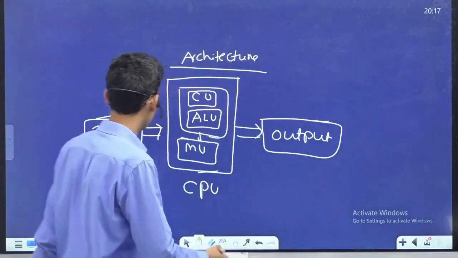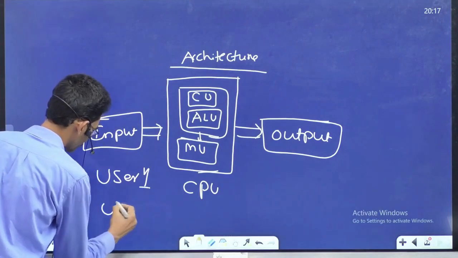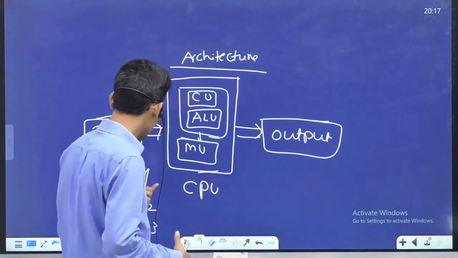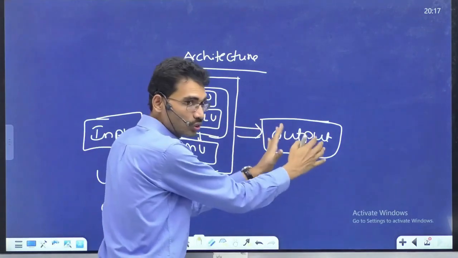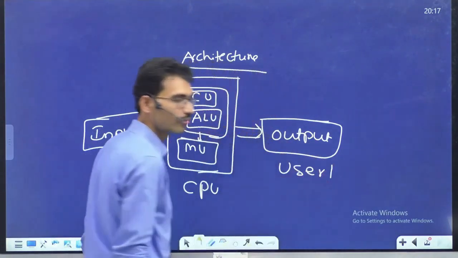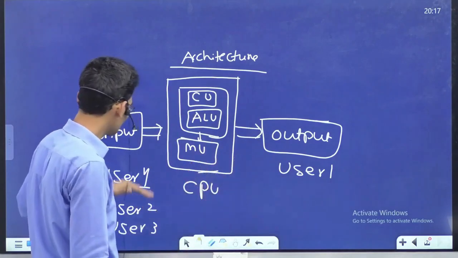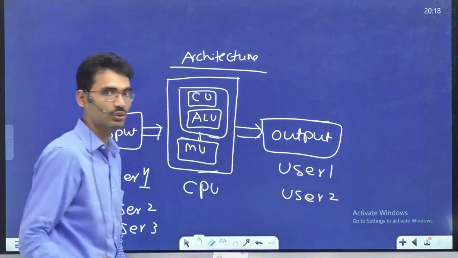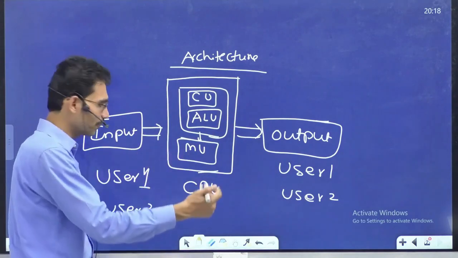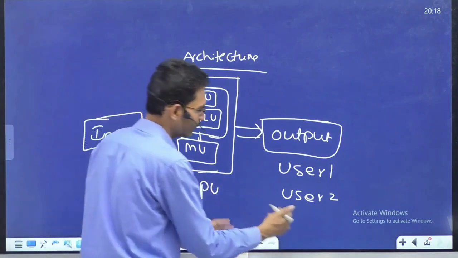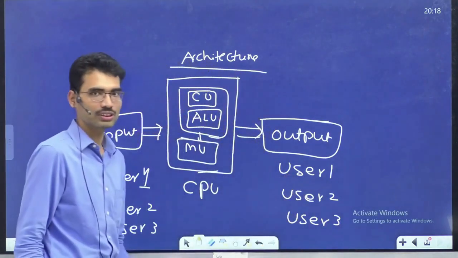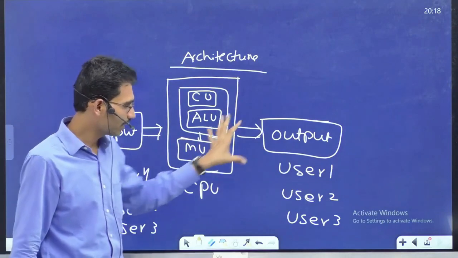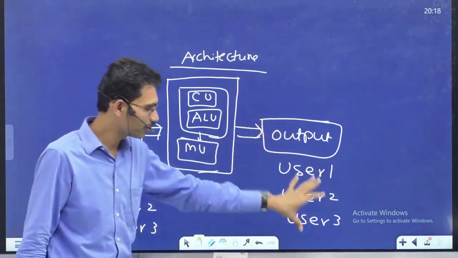If multiple users are there, that means user 1, user 2, user 3. So what does it mean? User 1 is giving some input, it is performing something and showing output to user 1. Same computer, same box, user 2 is also using it, again performing and showing some output to user 2. User 3, some other person, can use it, again a different performance. Same architecture, same computer: user 1 gives input and sees the output, user 2 gives input and gets the output.